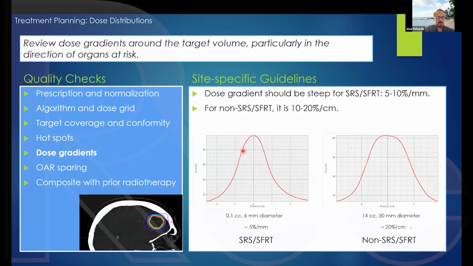So how do you measure this? Well, most treatment planning systems have something called a dose profile tool. That's what this red line is. You draw a red line across the target and you get these profiles, okay? And you can measure your gradient based on that, right?